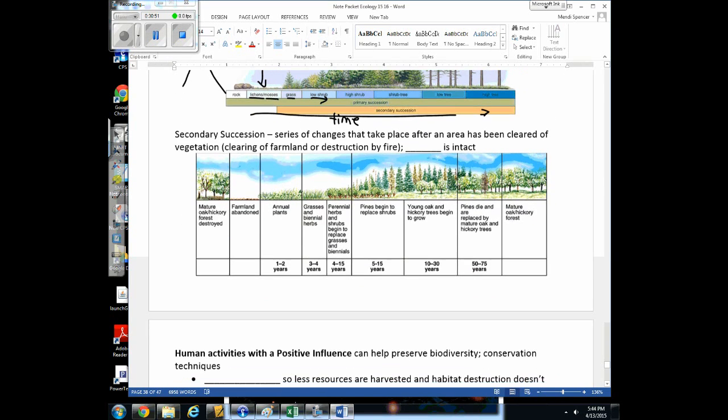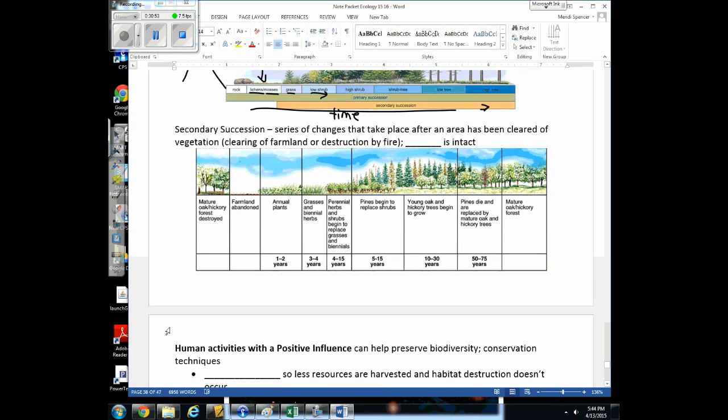In secondary succession, think of a habitat that has soil and then something happens to it. So it can be destroyed by fire, it can be cleared off for farmland. But the big difference is there's soil there. We're not starting off with rock like we see after a volcano explodes. So there's soil there.